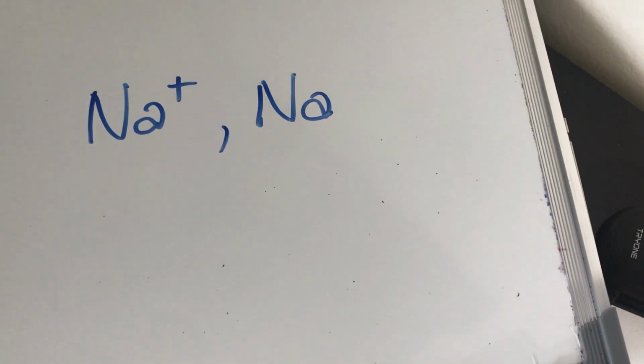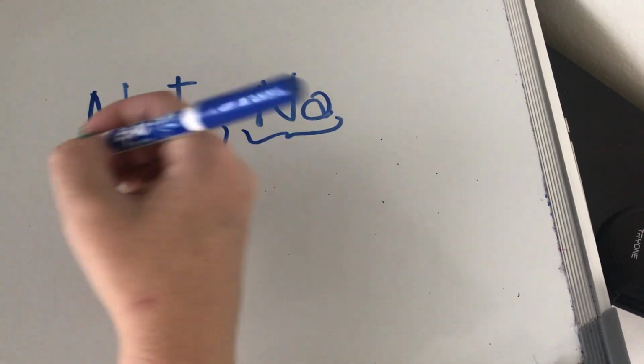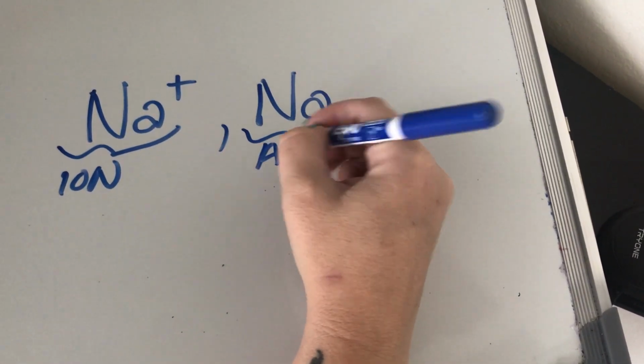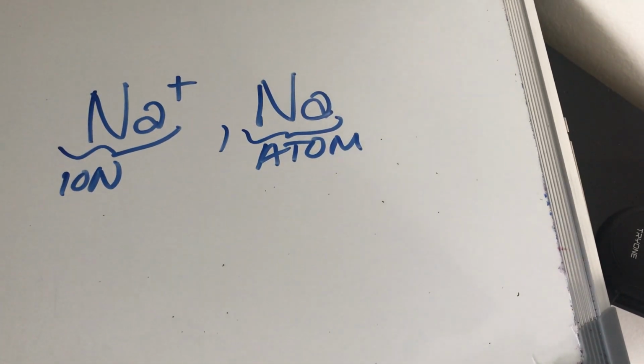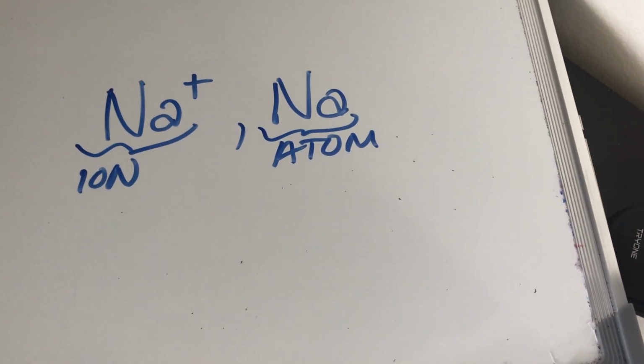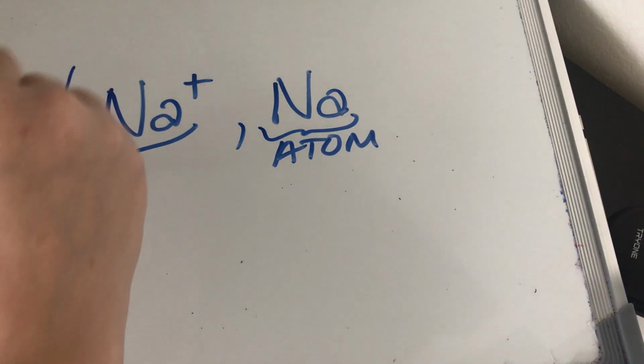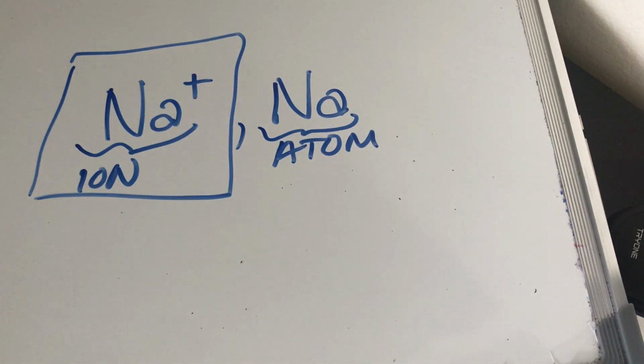So here I have two extremely different things, okay? They're both sodium, but this one over here is a sodium atom, and this one over here is a sodium ion. Do we eat sodium? Yes. Which one of these do we eat? The ion, right?